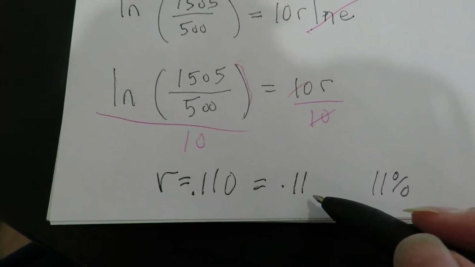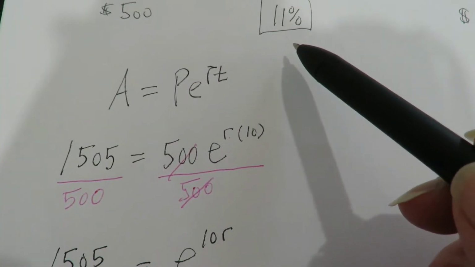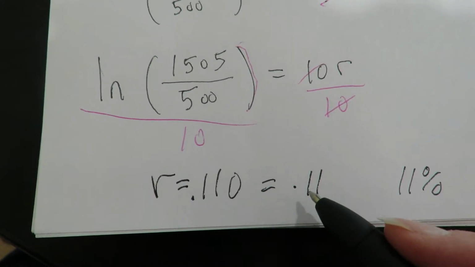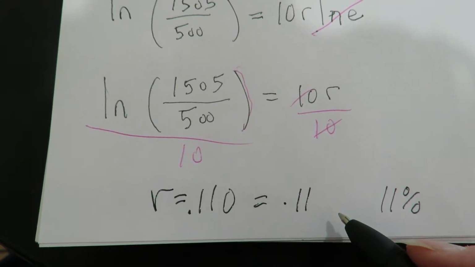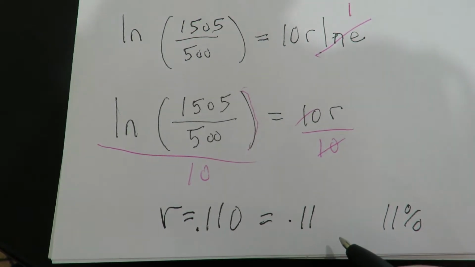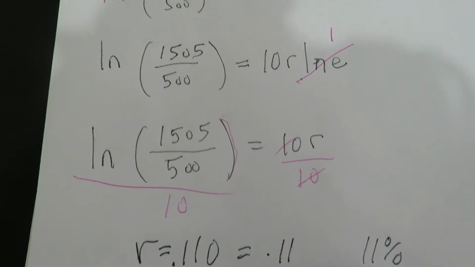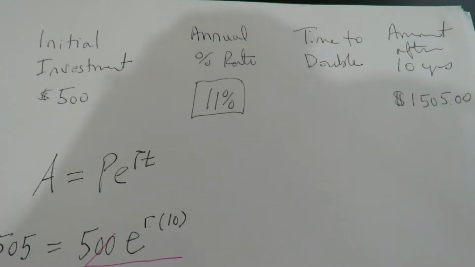So we've moved it from a decimal back into a percent. Remember, when you go to a percent, you move 2 units to the right. When you go to a decimal, you move 2 units to the left. Okay, it just depends which way you're moving the decimal.